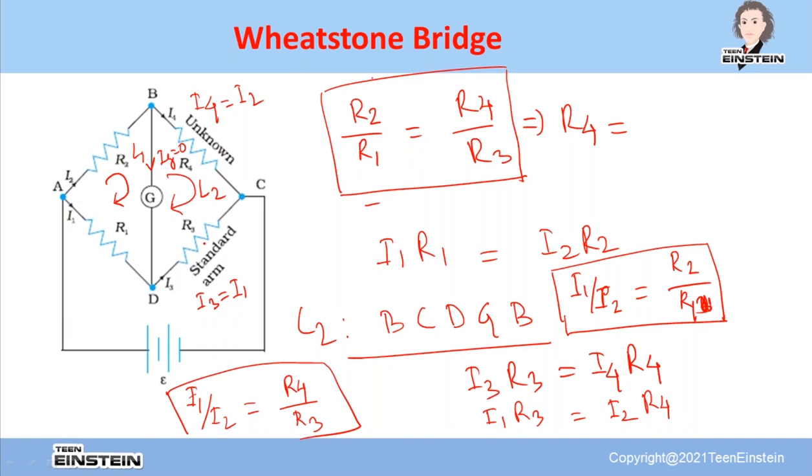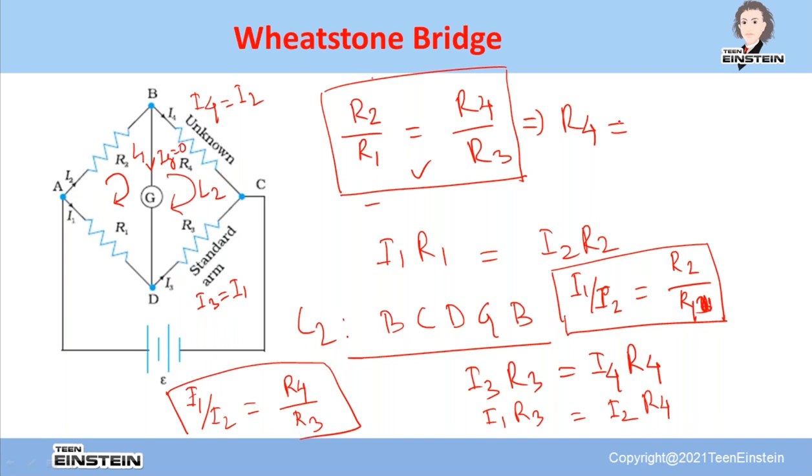If there is a Wheatstone bridge given and all the resistances are given, they will be asking you to find out whether this bridge is at balanced condition or not. What you have to do is take the ratio of the resistances: resistance in the second arm by first arm is equal to resistance in the fourth arm divided by the third. If this ratio is satisfied, then the bridge is at balanced condition.